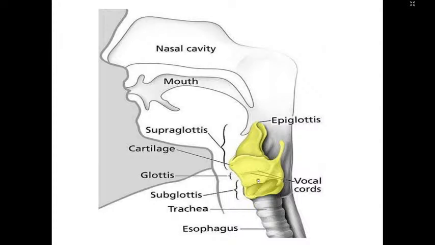So you can see this is the larynx, this is the epiglottis. It will close when food has to be swallowed. This is the trachea. These are the tracheal rings.